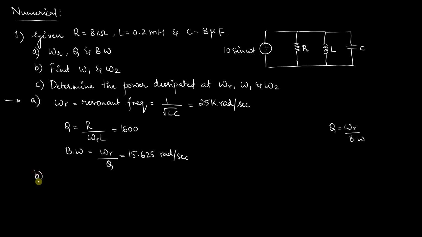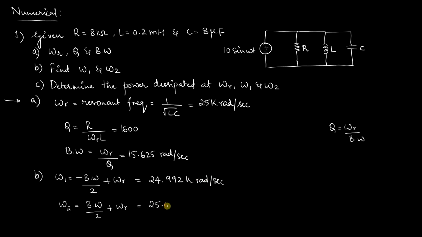So the second part of the question B, we are supposed to compute omega 1 and omega 2. To compute omega 1, this is computed as minus B by 2, that is minus bandwidth by 2 plus omega R. And omega 2 is equal to B by 2 plus omega R. 24.992 kilo radians per second, and 25.000 kilo radians per second. Fine.